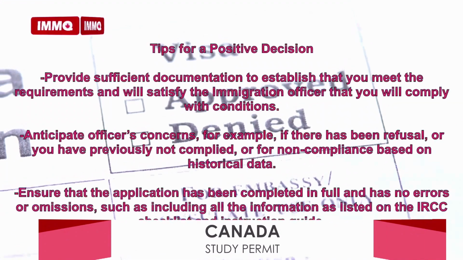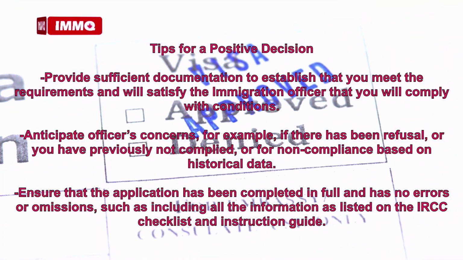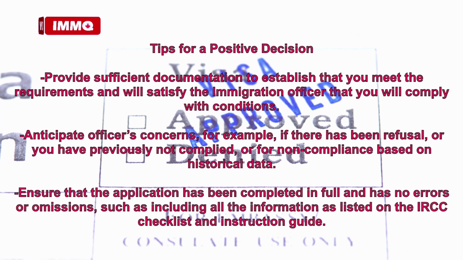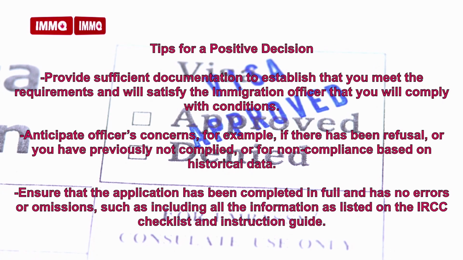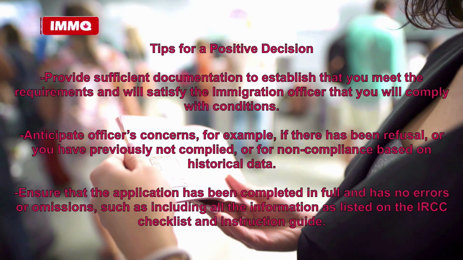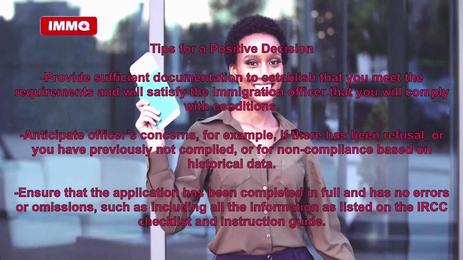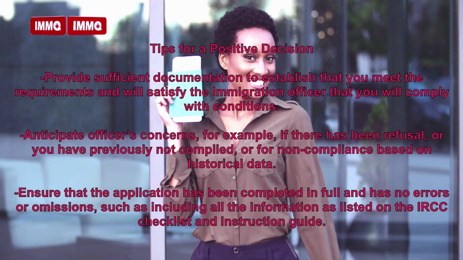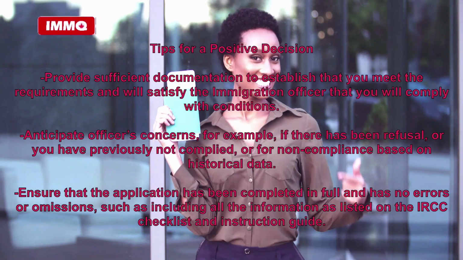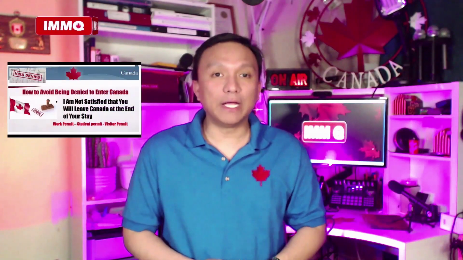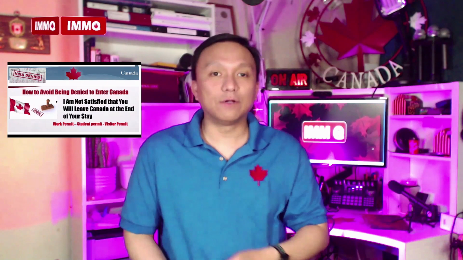For tips for a positive decision, number 1, provide sufficient documentation to establish that you meet the requirements and to satisfy the immigration officer that you will comply with conditions. Number 2, anticipate the officer's concerns, for example, if there has been a refusal or previous non-compliance, based on historical data. Number 3, ensure that the application has been completed in full and has no errors or omissions, such as including all the information as listed on the IRCC checklist and instruction guide. If you are looking for specific tips on how to avoid your application being denied, please check this video afterwards.